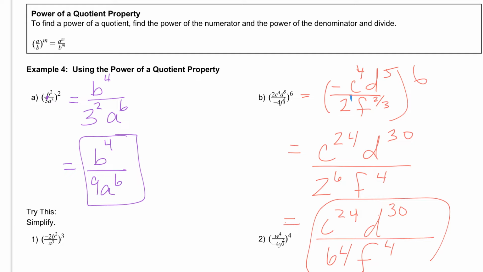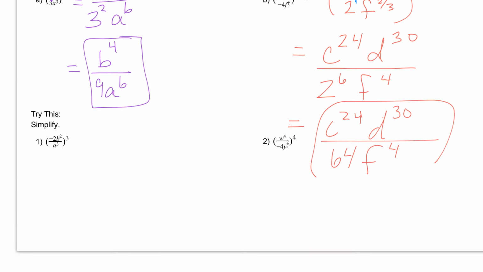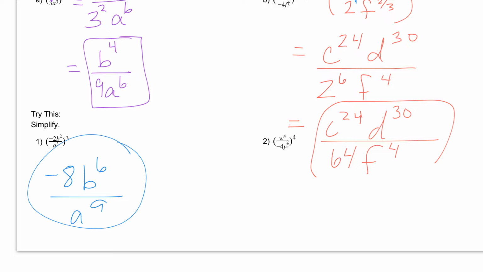Next, I'd like you to do the try this. There are 2 of them for you to try, and then you can check your answers when you're done. So go ahead and pause it now. If you did the try this correctly, number 1 should be negative 8 b to the sixth over a to the ninth. And number 2 should be w to the 16th over 256 y to the 8/3.